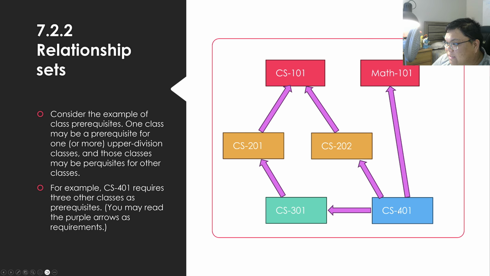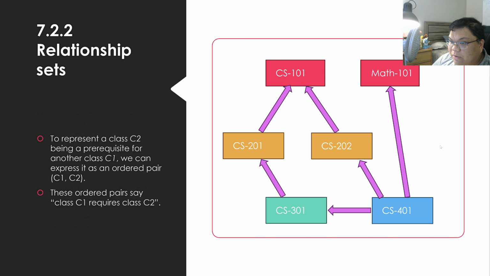So, say this class here, CS401, requires 3 different prereqs: CS301, CS202, and Math 101. We can represent prerequisites as ordered pairs, C1, C2, where class C1 requires class C2. So we can say class CS401 requires class CS202. But it also requires Math 101 and CS301. We also need to represent those, but we represent them using different ordered pairs. So CS401, comma, Math 101, and then CS401, comma, CS301.